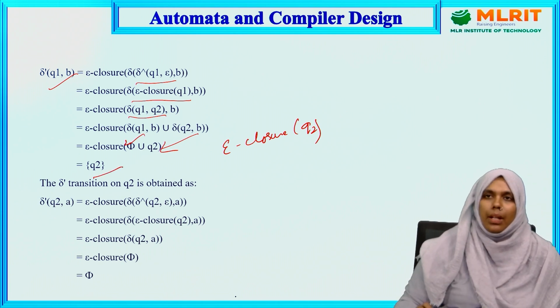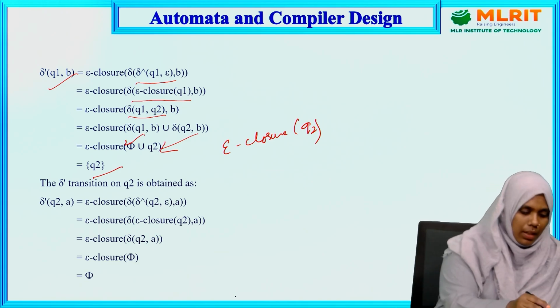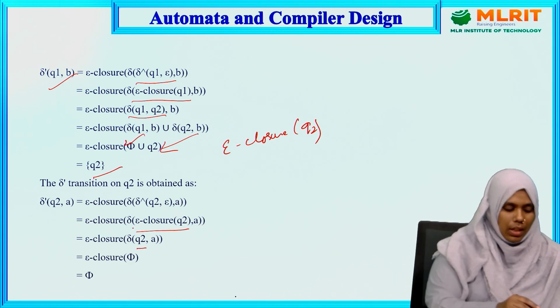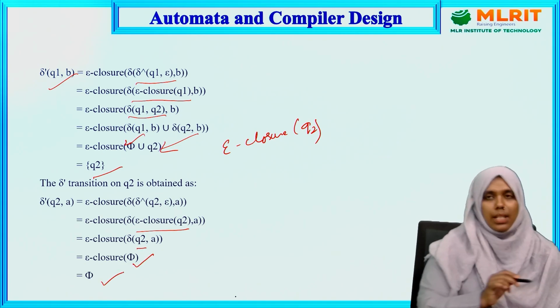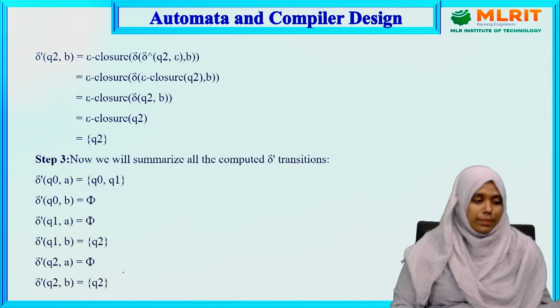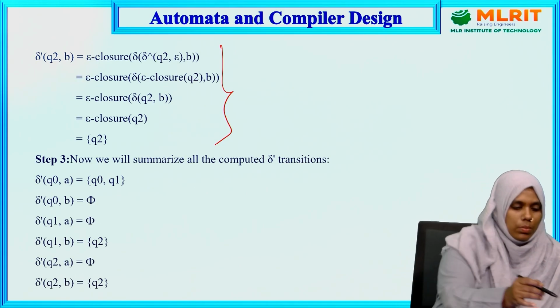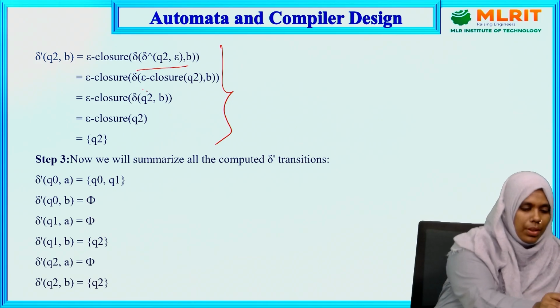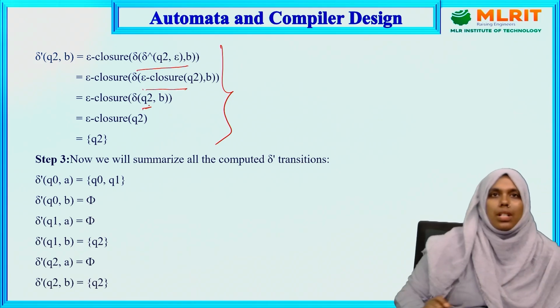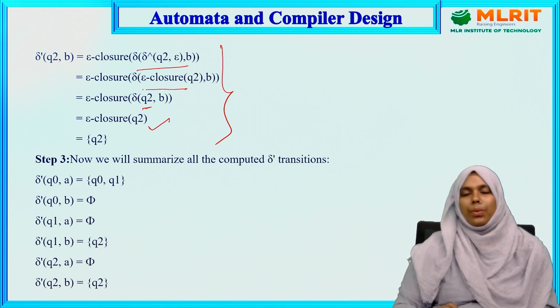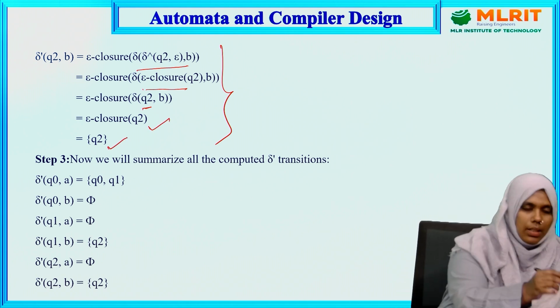In the same way, find it for transition dash of Q2 comma A. So Q2 comma A. What is Q2 epsilon closure? It's Q2. What is transition of Q2 comma A? That is nothing but phi. So the answer is phi. In the same way, find it for Q2 comma B. So epsilon closure of Q2, it's Q2. Now transition of Q2 comma B, Q2 itself. Epsilon closure of Q2 is Q2. So your answer is Q2.